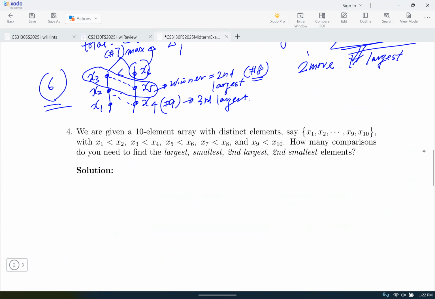Number 4. Oh, number 4 is actually not too hard. Actually, I feel number 4 is easier than number 3. The answer is 14 comparisons.